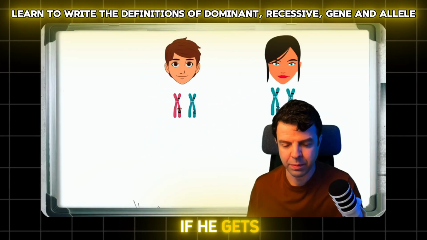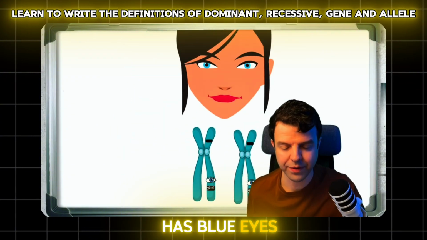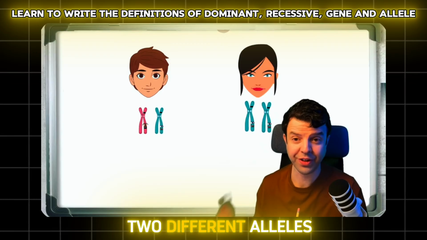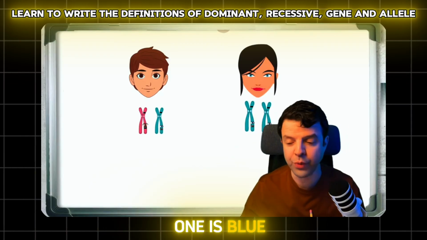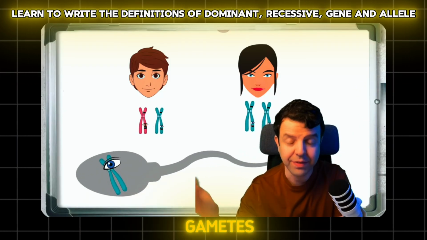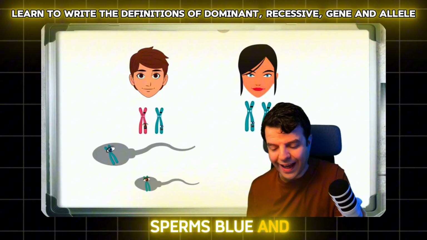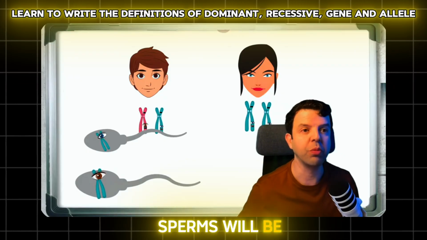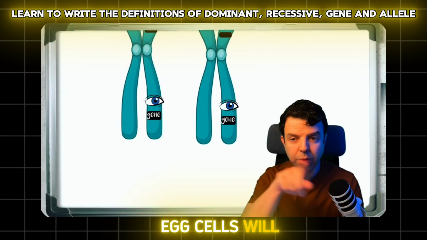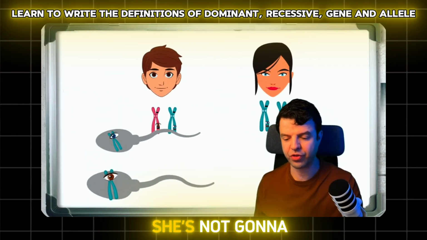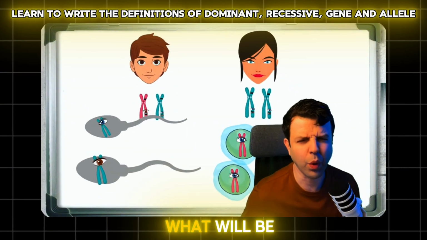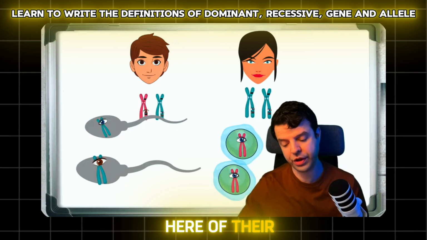If he gets married, you can see she has blue eyes. What would we expect to have? Because he has two different alleles, one is brown, one is blue, he is going to be producing two sets of gametes, two sets of sperm, blue and brown. 50% of the sperm will be blue, 50% will be brown. What about the mom? All of the egg cells will be blue. There's nothing else. So blue and blue. Now, how do we predict what is going to happen? What will be the eye color of their children?